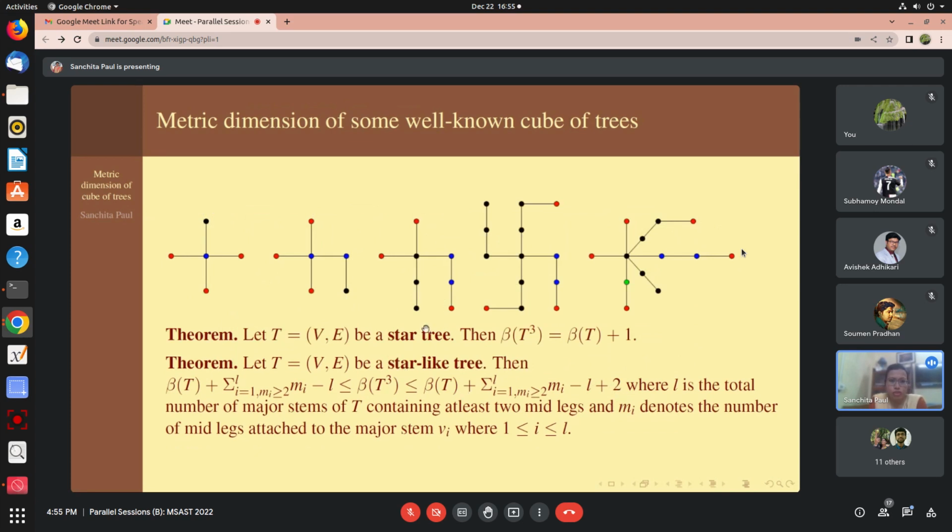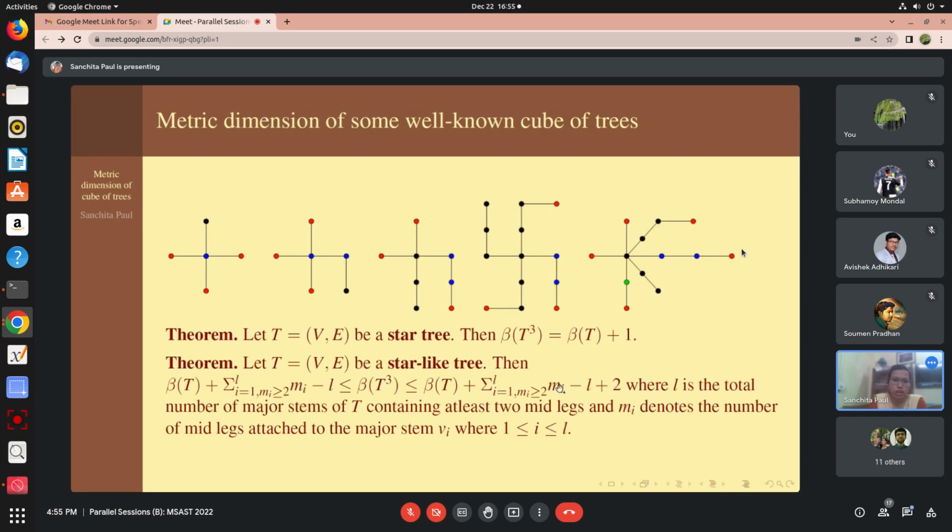Next we move to the starlike tree, where we found that beta of T cube is exactly equal to beta(T) plus 1. Now this plus 1 is coming from the center point. And for the starlike tree, it is again the extra number of insertions is plus 2.